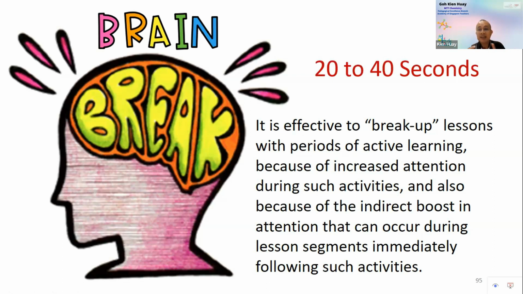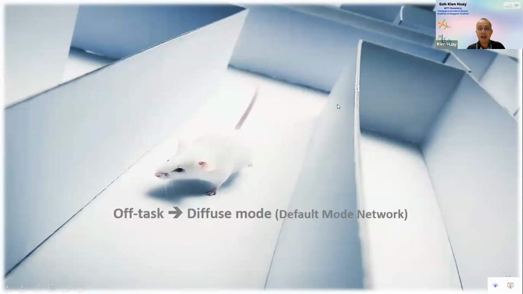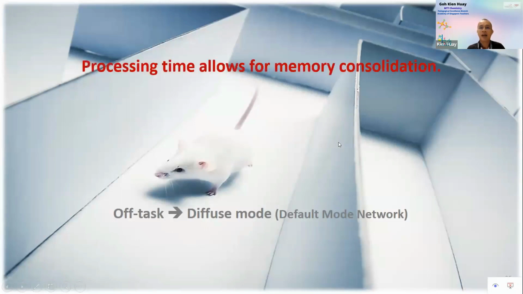And if you do it regularly enough, the brain gets accustomed to it. Say I dash for 20 minutes, then I have a short rest for 20 to 40 seconds between the active learning. You'll be surprised that they can give you better attention in the second half of the lesson. So basically, off task doesn't mean bad. When they're off task, it means they are going into the diffuse mode, and this allows memory consolidation.